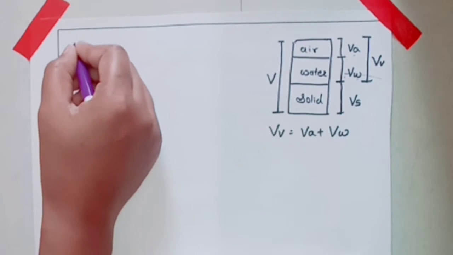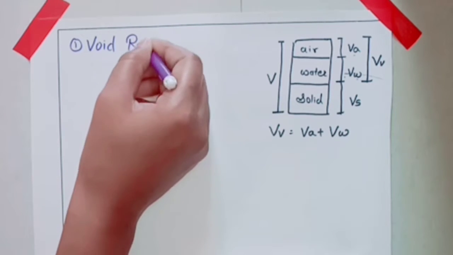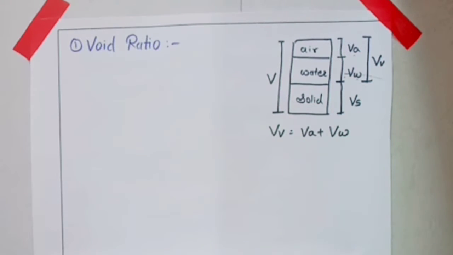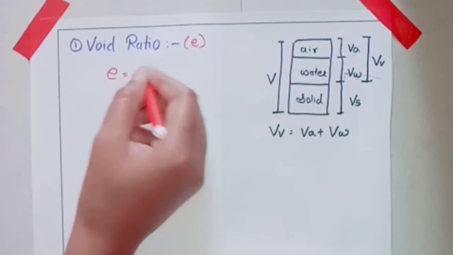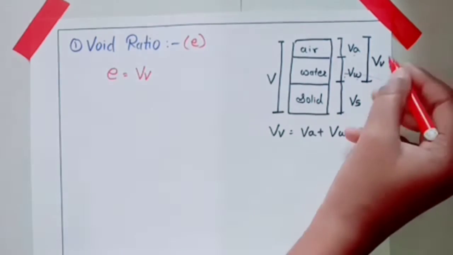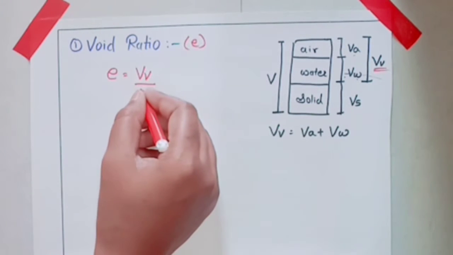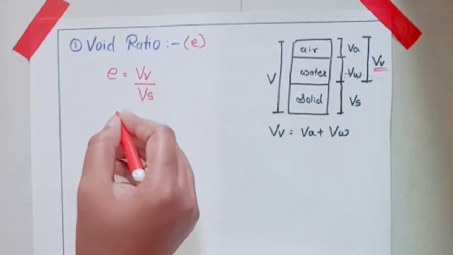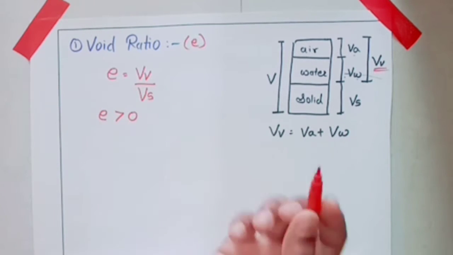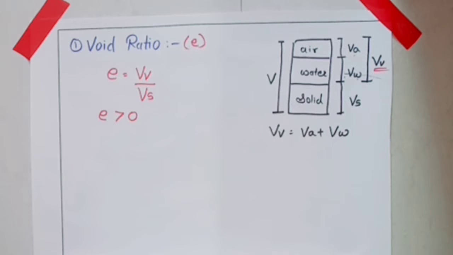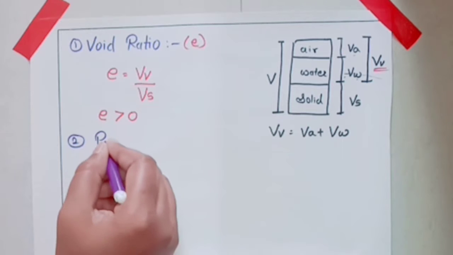Okay, then first is void ratio. Void ratio is denoted by small e, and the formula is e equal to volume of voids, that is VV, upon volume of solids, that is Vs. Okay, and void ratio is always greater than 0, because it is not possible that any void ratio is 0 or less than 0.